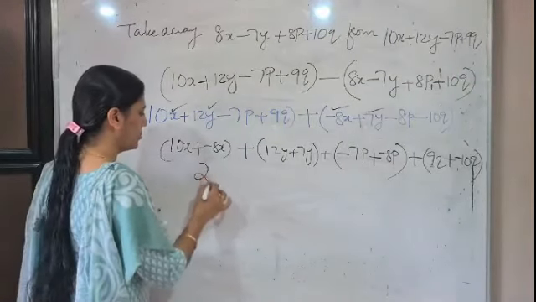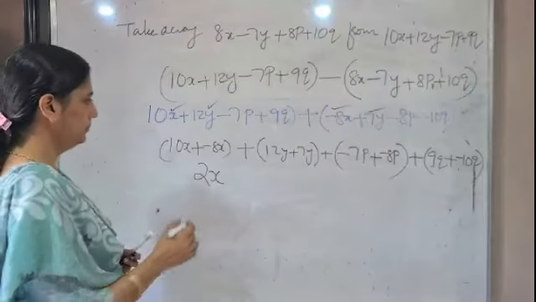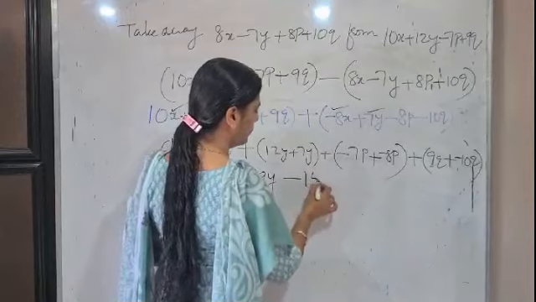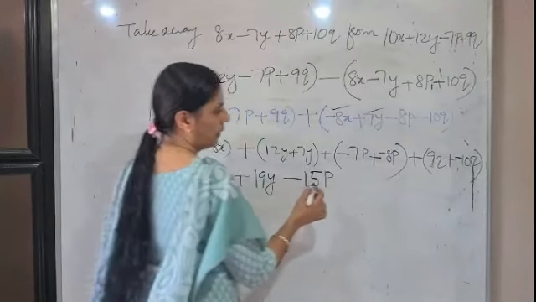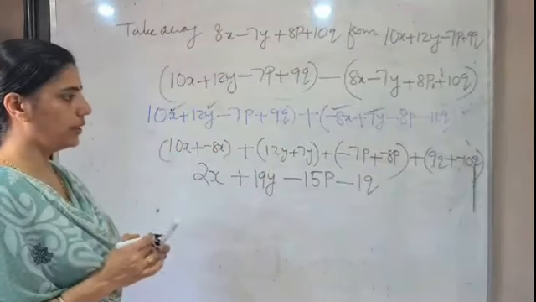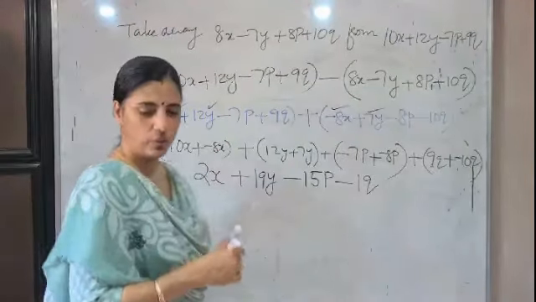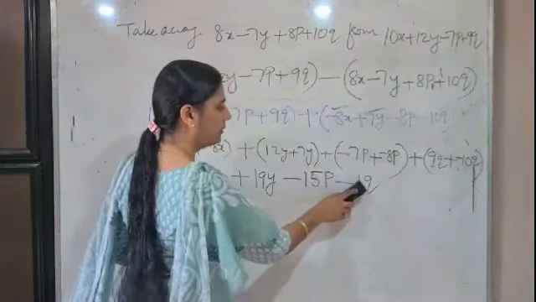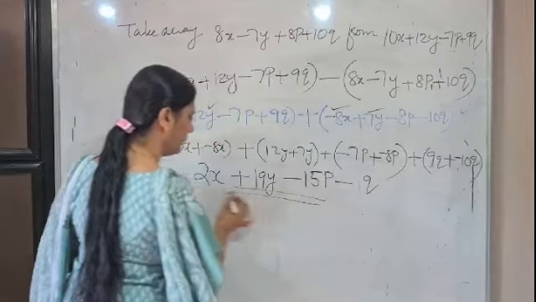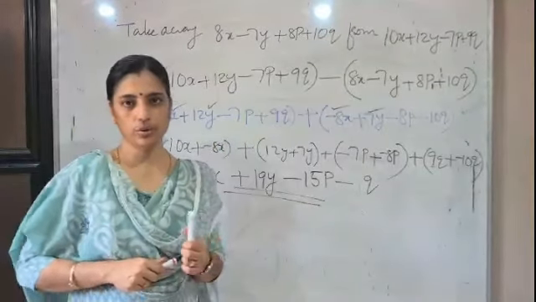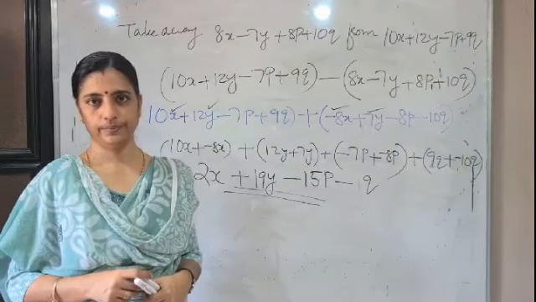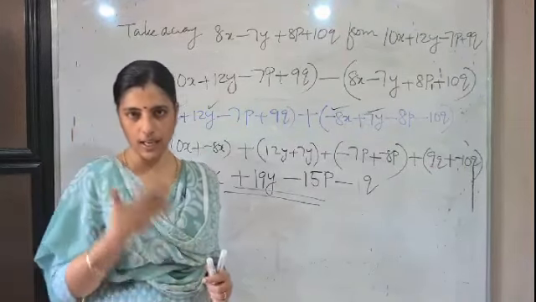Then 2x. This is 19y. This is minus 15p. This is minus q. Minus 1q is simply minus q. I can write simply q, no need to write 1. Okay, this is the answer. So by doing 2 questions, hope that it is clear for you. Let me check if time is there. I will do one more.